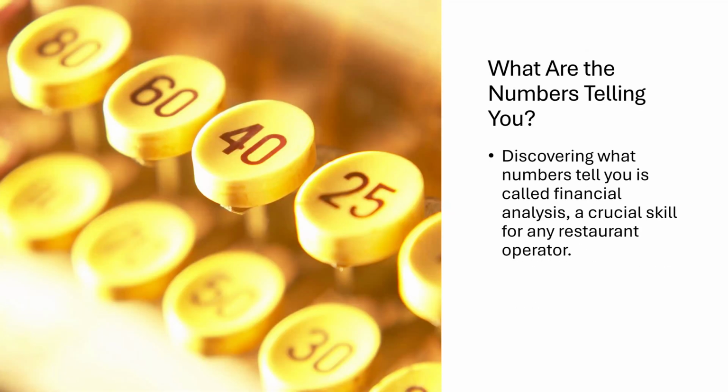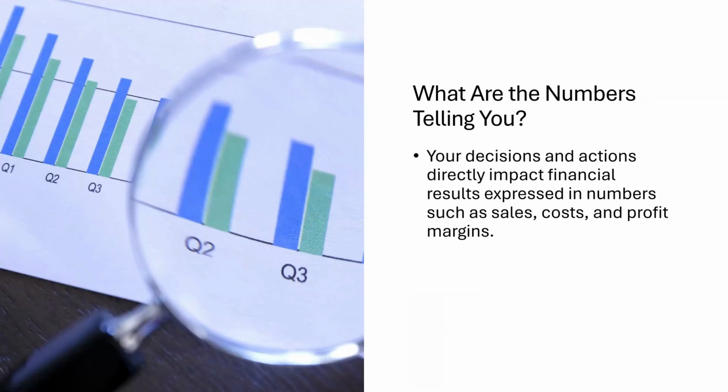Discovering what those numbers tell you is called financial analysis. And like I said, it's not rocket science. You just need to follow the numbers, set up your P&Ls the way you need to read them, and in the way that works best for you in analyzing your particular facility. From those P&L numbers, you can make great decisions, right? Your decisions and actions directly impact that financial result. By researching and doing an analysis, you can make better decisions going forward. And better decisions make for potentially better sales, keeping down costs, and certainly increasing those profit margins.